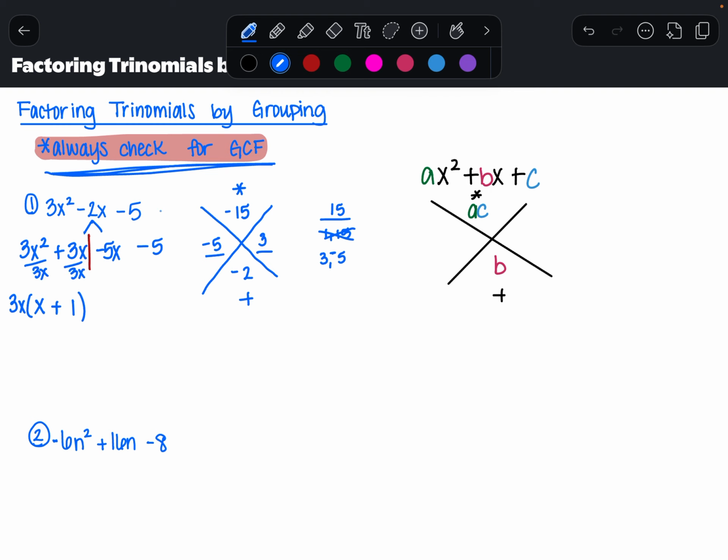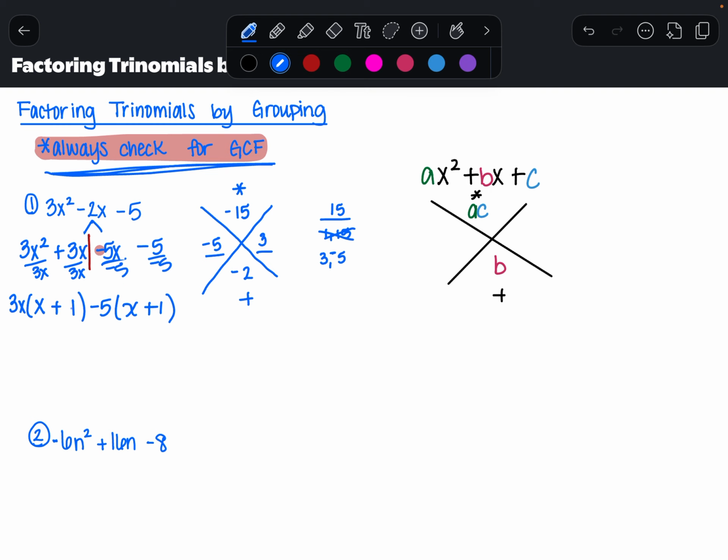The greatest common factor between negative 5x and negative 5 is going to be negative 5. If this sign is negative, you're going to factor out a negative; if it's positive, you're going to factor out a positive. So we're going to factor out a negative 5. When we divide these two terms by negative 5, we get x and we get positive 1. And these two factors match. That is exactly what we want when we are factoring by grouping.